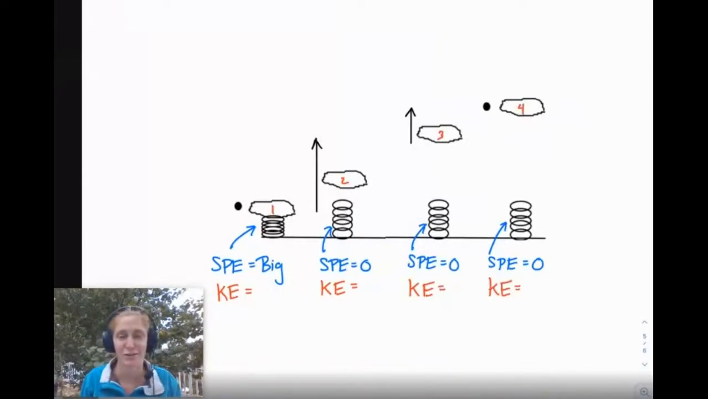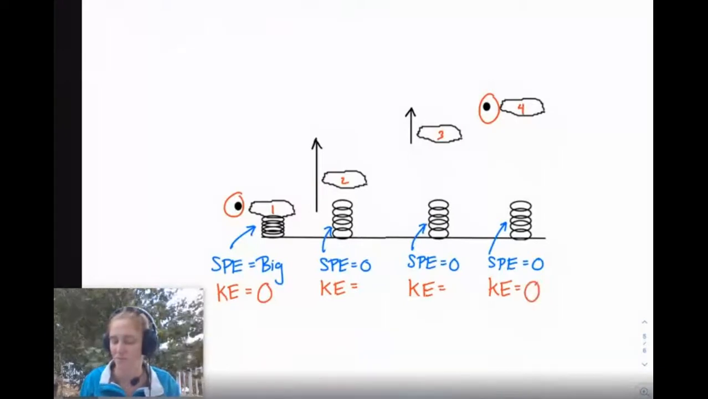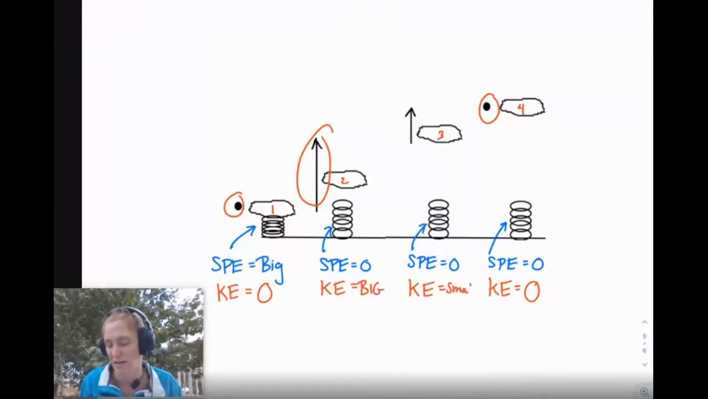All right, so now I'm going to think about kinetic energy, and kinetic energy is related to how fast things are going. So for position 1 and 4, you'll notice that it's not moving. So at those points, because it's not moving, my kinetic energy is zero. For position number 2, I'm going really fast, which means I have a big kinetic energy. And for number 3, I'm going slower, so that means I'm going to have a small kinetic energy.